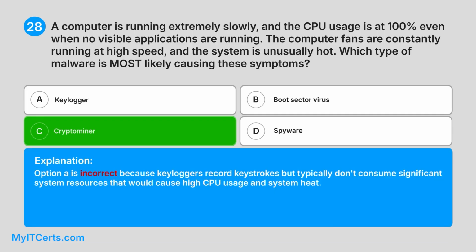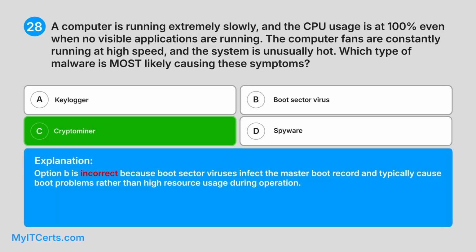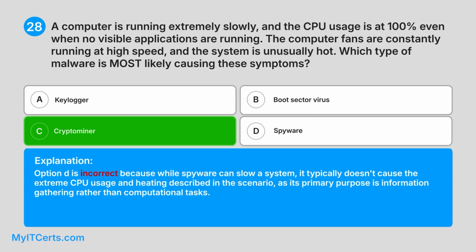Option A, keylogger, is incorrect because keyloggers record keystrokes, but typically don't consume significant system resources that would cause high CPU usage and system heat. Option B, boot sector virus, is incorrect because boot sector viruses infect the master boot record and typically cause boot problems rather than high resource usage during operation. Option D, spyware, is incorrect because while spyware can slow a system, it typically doesn't cause the extreme CPU usage and heating described in the scenario, as its primary purpose is information gathering rather than computational tasks.